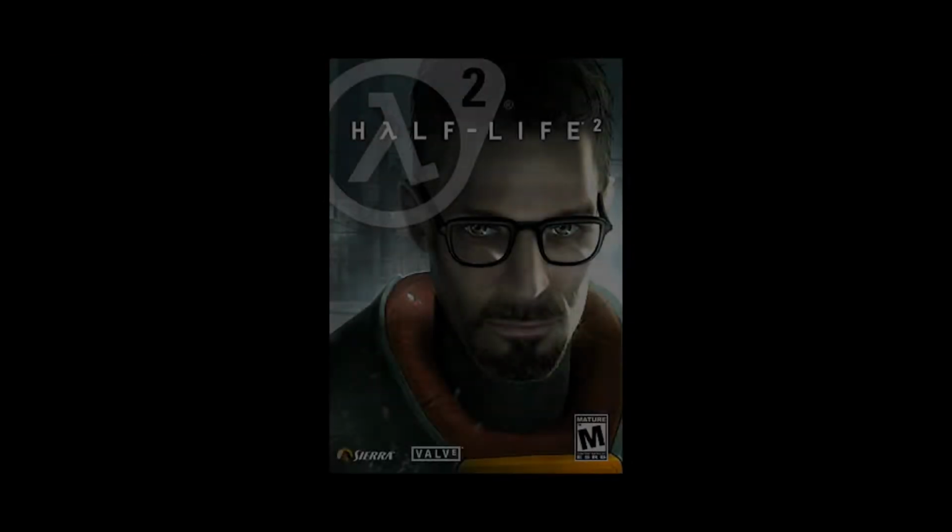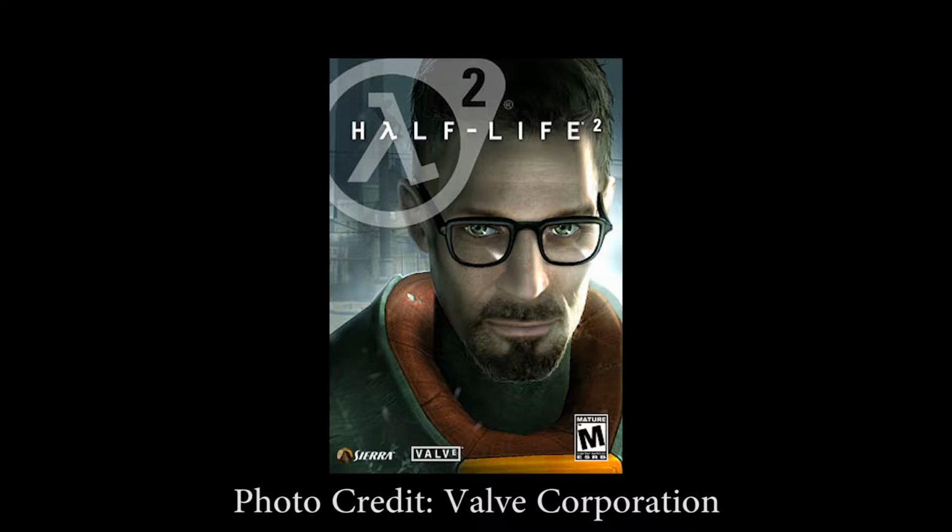My next example is a game called Half-Life 2. Half-Life 2 is a video game made by a game company called Valve. It's a continuation of the first game, which is called Half-Life. In Half-Life 2, you play as a scientist named Gordon Freeman.